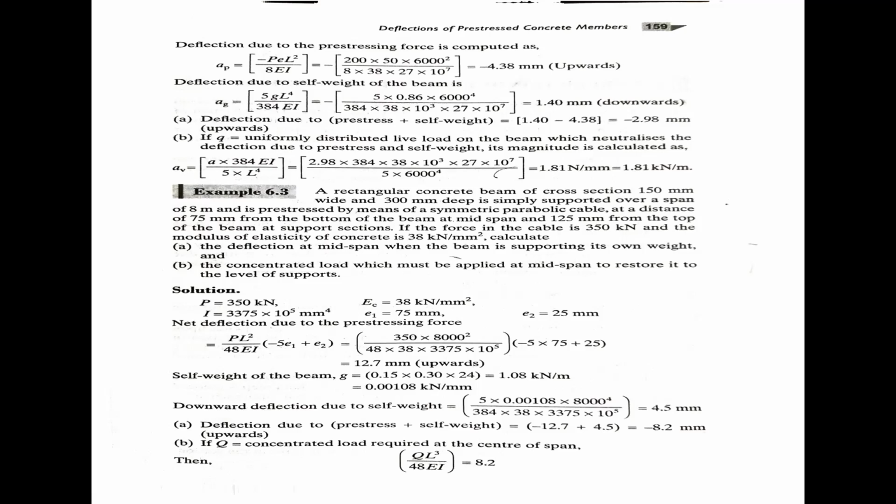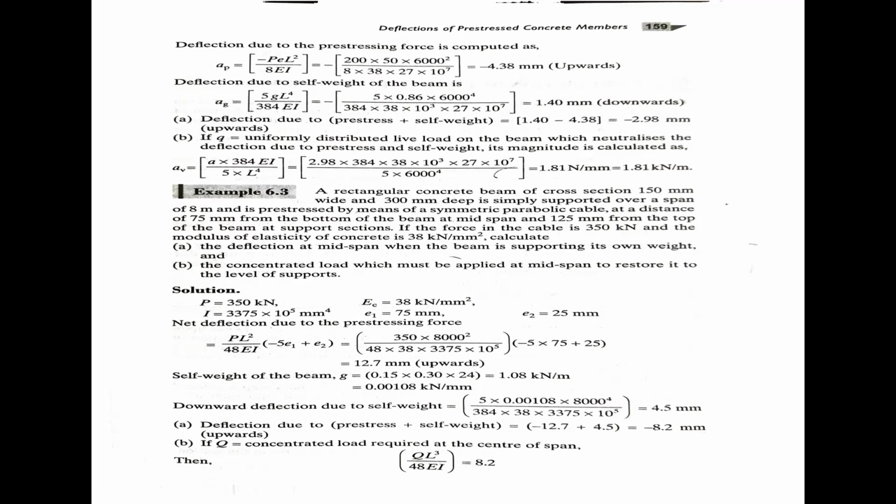Now, the two conditions are given for a rectangular concrete beam, and the dimensions are also given. The beam is simply supported, and the span is given as 8 meters. Prestressing force is also given, applied by means of a force. A parabolic tendon profile is given at a distance of 750 mm from the bottom of the beam at midspan and 125 mm from the top of the beam at the support section.